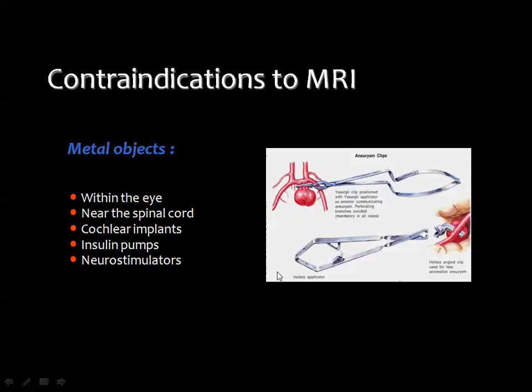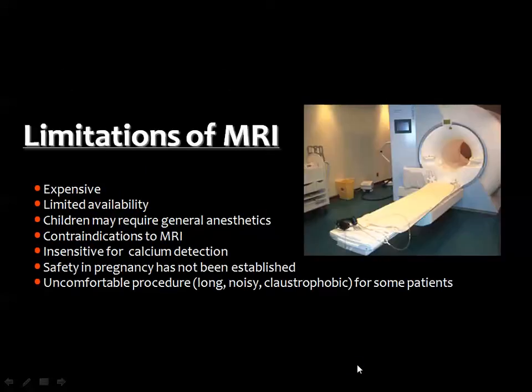Also, metallic objects inside the eye, metallic objects near the spinal cord, the cochlear implant, insulin pump, and the neurostimulators. And you should be very careful about these cases whenever they are going to perform MRI examination.